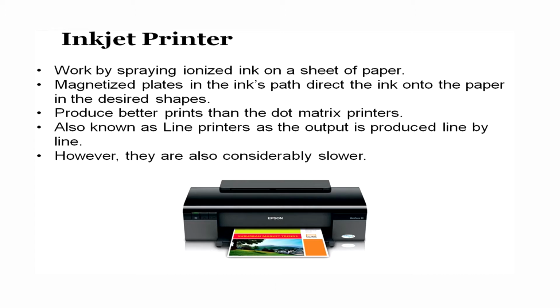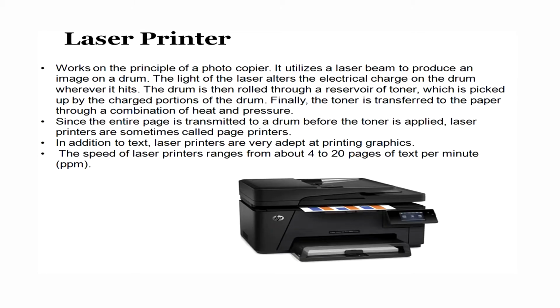They are also known as line printers as the output is produced line by line. In case of a dot matrix printer, the output was produced character by character. In case of a line printer, the output is produced line by line, but they are comparatively slower. But yes, as compared to laser printers, they are cheaper, they give us the colored output, but they are slower as compared to the laser printers. So, next we have the laser printer.